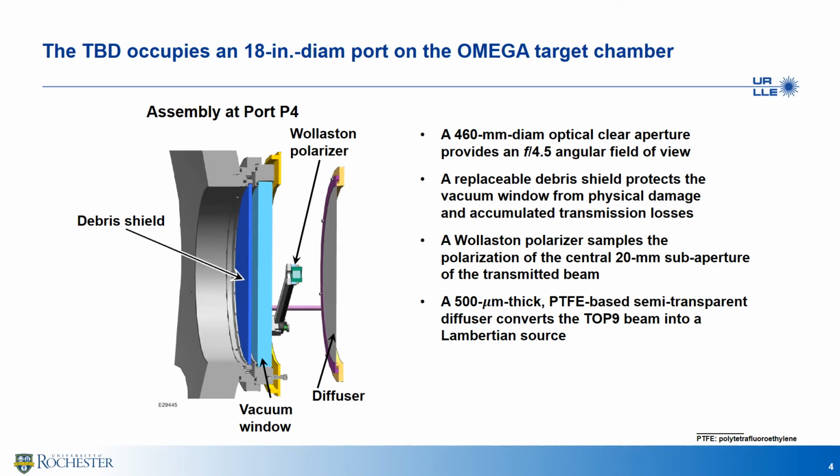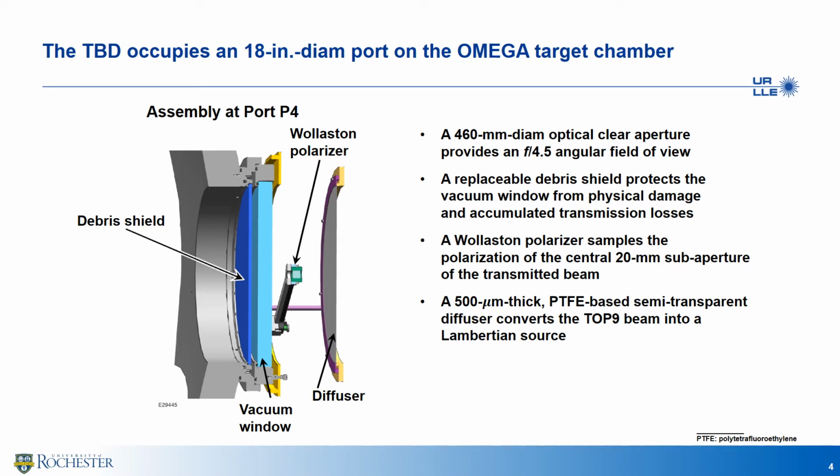Let's go over some of the TBD design details. Here's a cross-sectional view of the TBD vacuum window assembly at port P4. The TBD occupies the entire 18-inch Omega port and allows for an f/4.5 angular field of view of TCC. The initial f-cone of the Top 9 beam is f/7, so this additional field of view provides a means to observe plasma-induced refraction, beam filamentation, or beam spray.